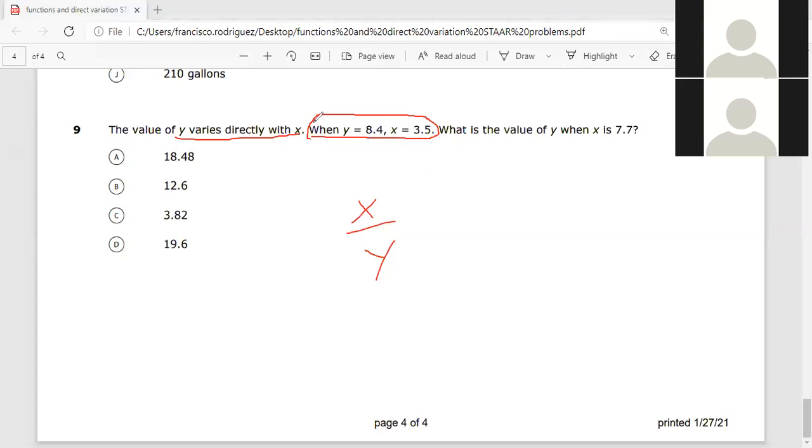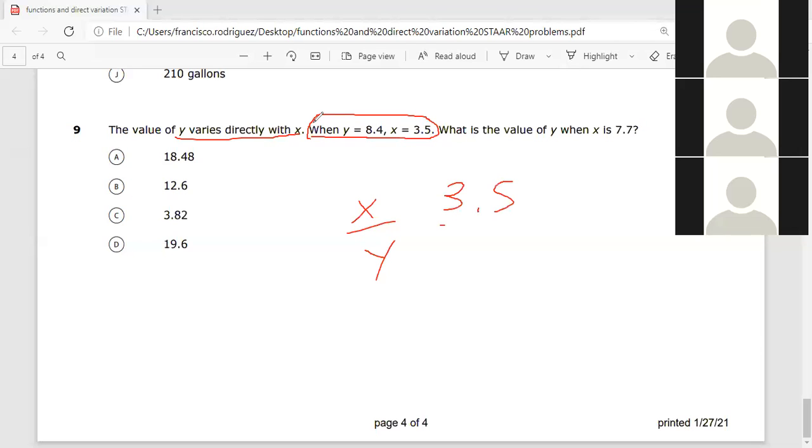So would it be 3.5? No. Yeah, 3.5 divided by 8.4. Yep, exactly. That's it, right? 3.5 over 8.4. Okay. And again, it all depends on how we want to set this up. So now this has to be equal to the second part. Now the second part is asking us the value of y when x is equal to 7.7. So how would we set this up?